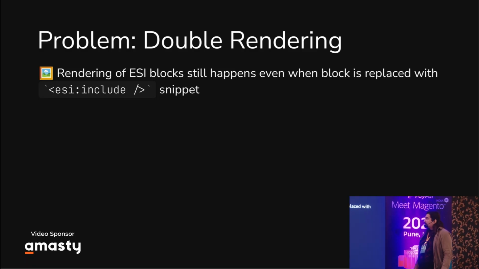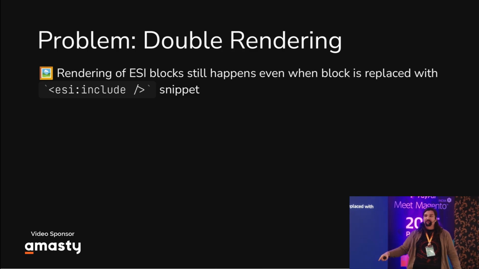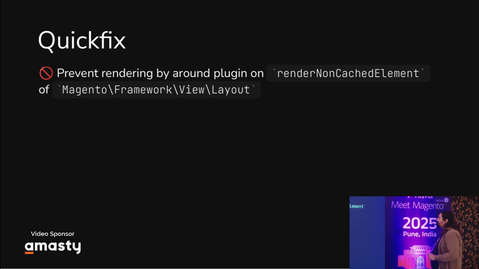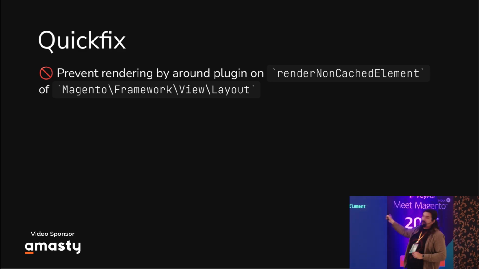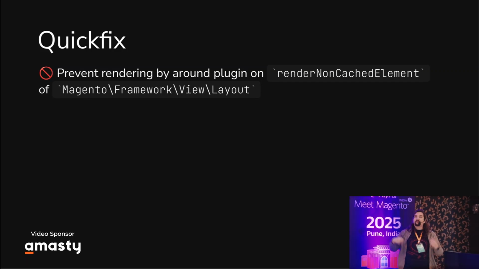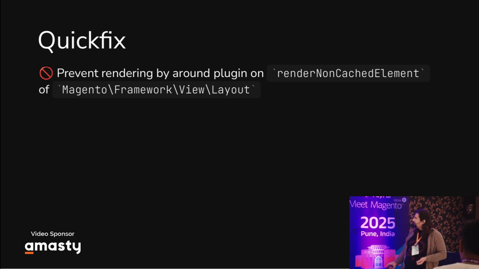But the problem is Magento replaces the output of that block with ESI include, but Magento still renders it every single time for every single page out there. And that rendering process adds, on some merchants, around 300 milliseconds to the render time of the page. So the quick fix: prevent rendering non-cached elements if the block has a TTL attribute on it and you are in Varnish context. Here is a very simple plugin for that.